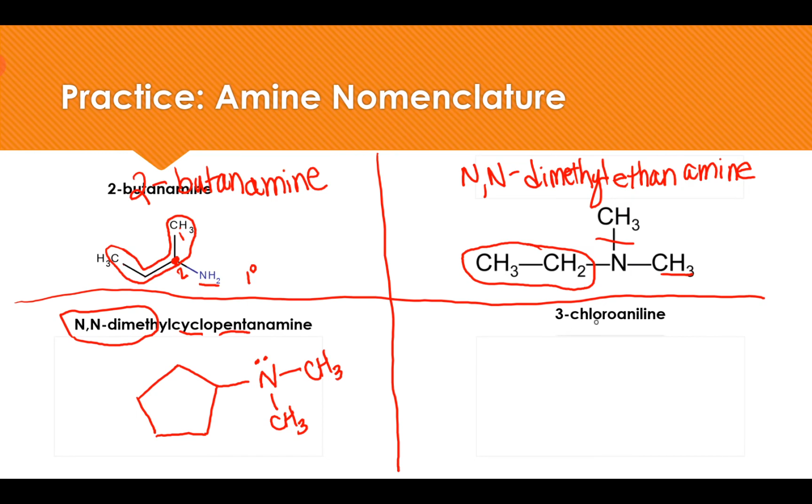This is 3-chloroaniline. Aniline is the aromatic benzene ring with an amine group on it. So that's aniline. This says 3-chloro. So that must be carbon number 1, 2, 3. 3-chloroaniline.